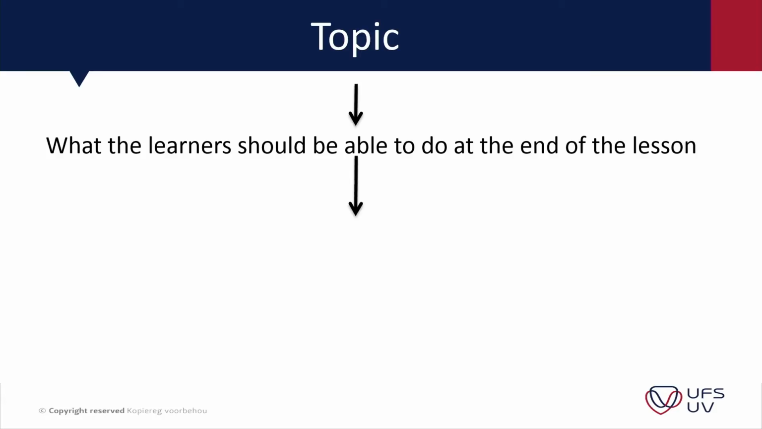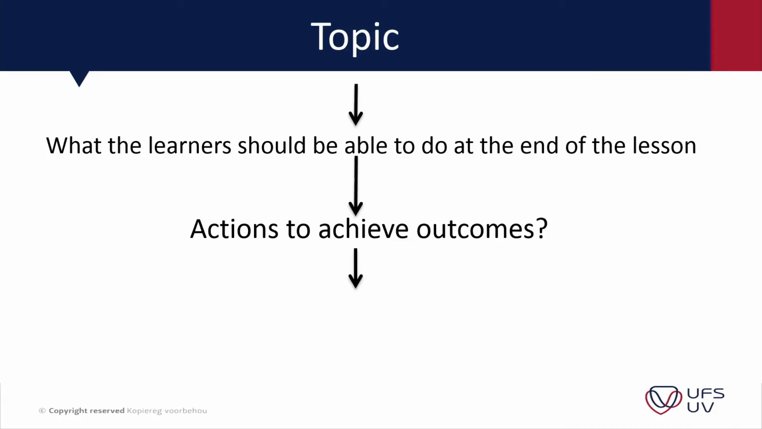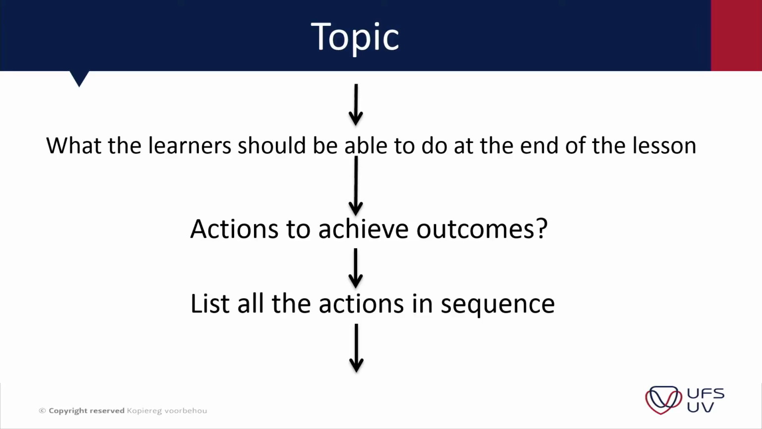Once the topic has been identified, we need to describe what the learners should be able to do once the topic has been successfully covered. What the learners should be able to do at the end of the lesson are the outcomes of the lesson. Following this, think about what actions the learners and the teachers need to take in order for the learners to achieve their outcomes. When we identify these actions, we carefully list all the actions in sequence.